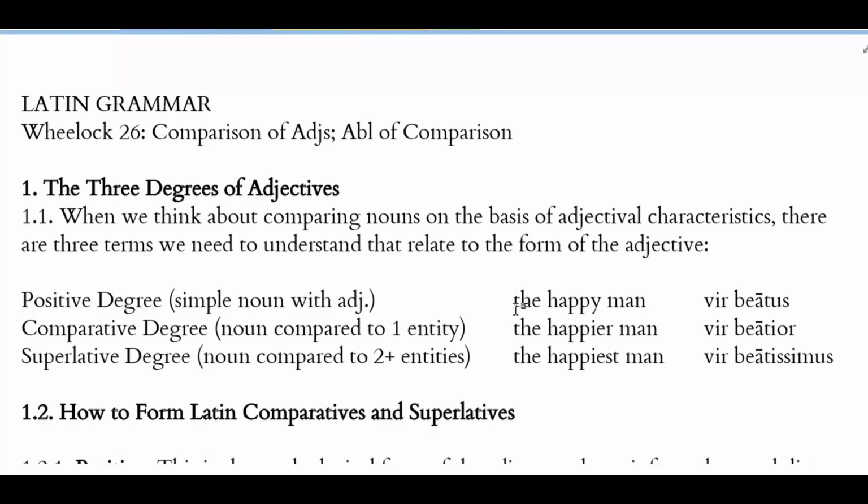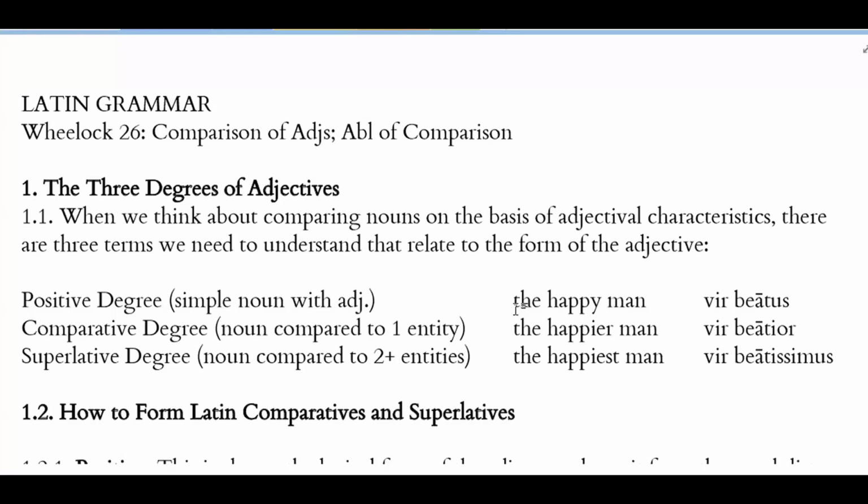The comparative degree of an adjective is when I have a noun that is being compared to at least one other entity. So if there's 2 things and one of them has more of a quality than the other one, then I use the comparative form. In our example, the happier man. Maybe there's another man, this other one is happier than he is, okay? And that would be vir beatior in Latin, so the happier man.